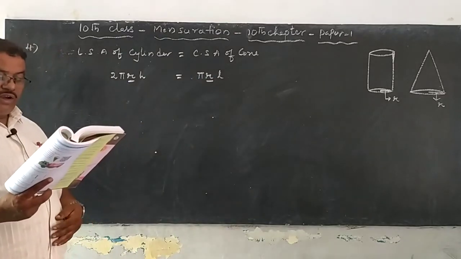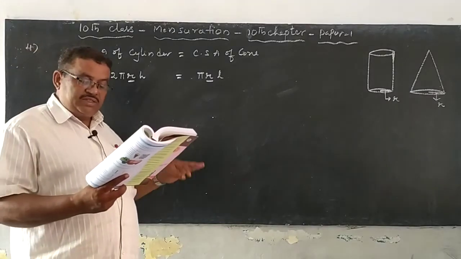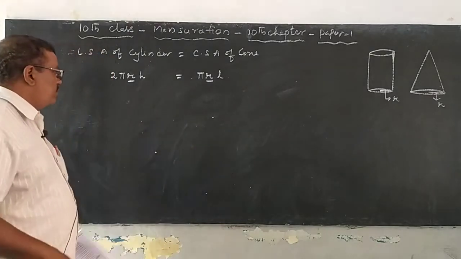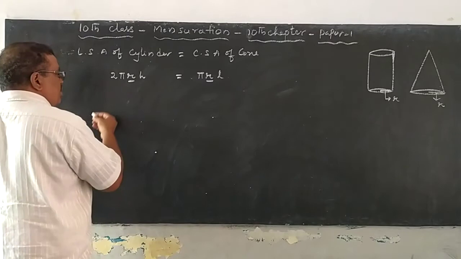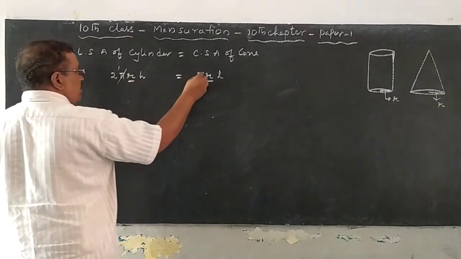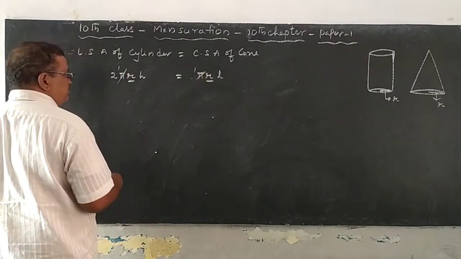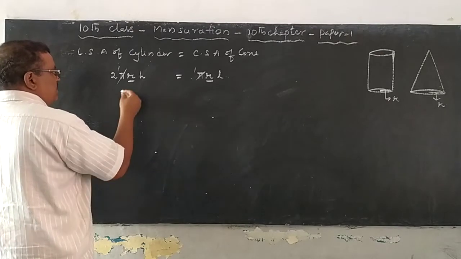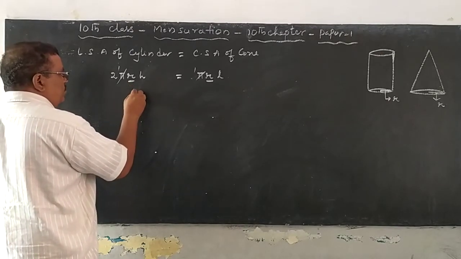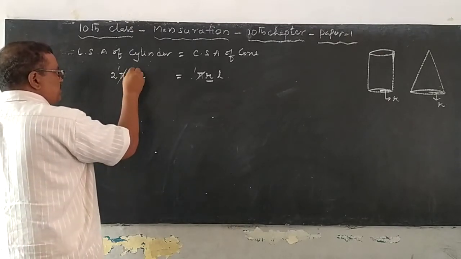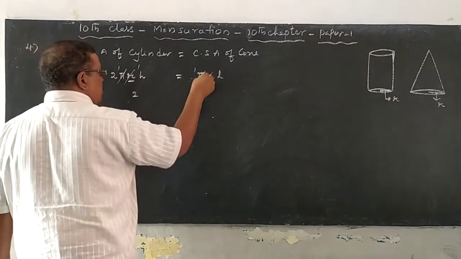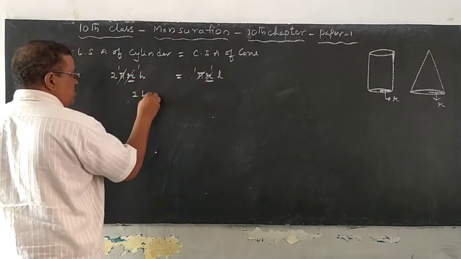What do we need to find here? Find the ratio of the height of the cylinder and the slant height of the cone. What is cancelled here, children? The pi on both sides is cancelled. Next, the r on both sides is also cancelled. 2h is equal to l.